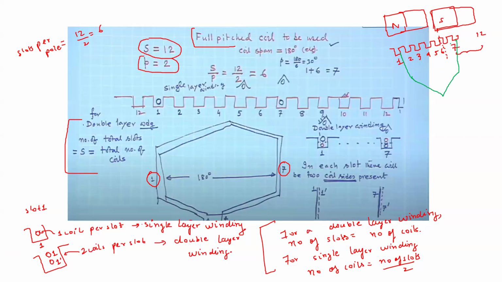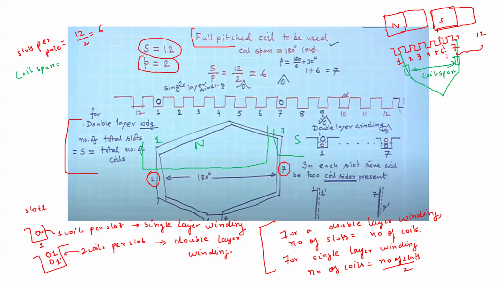For a full pitched coil, you will have maximum EMF induced, because the pitch factor will not reduce your EMF. The pitch factor will not come into play. So here you can see that till here you have north, and beyond this you have south. This is from 1 to 7, as indicated here. If you see the coil span, for a full pitched winding, coil span means the distance between the two conductors in a coil.